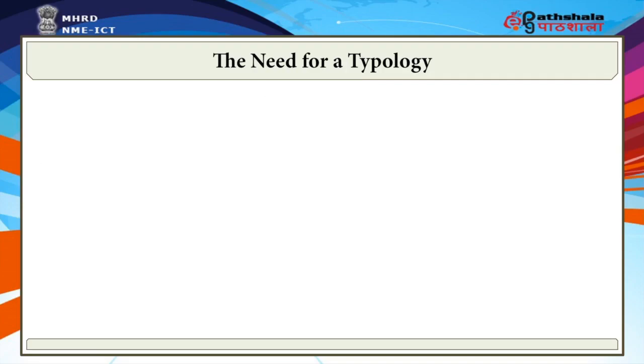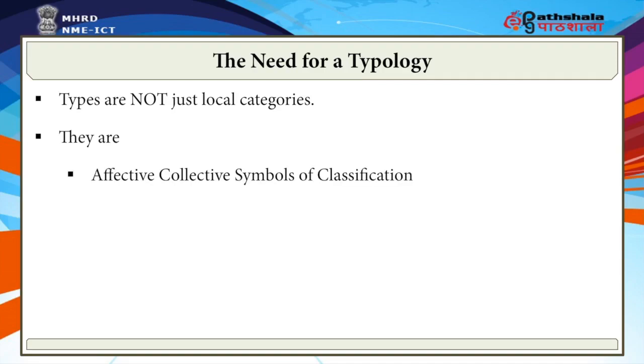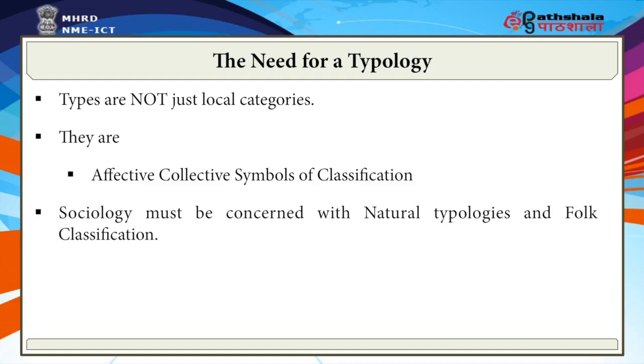According to these theorists, types are more than just logical categories. They are effective collective symbols of classification. Sociology must also be concerned with natural typologies, that is, the symbolic classification of entities into types or folk classification that are found in various societies as they reflect the conditions of the human subjects themselves. Typologies thus occupy a very important place in conceptual understanding in that they bring a certain order within empirical science.